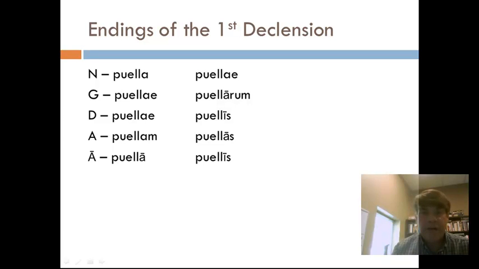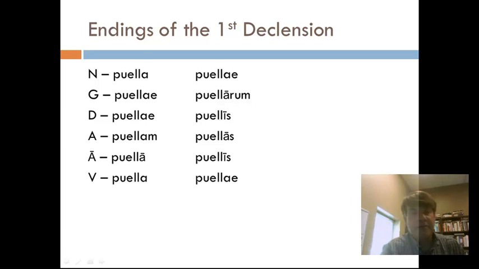The preposition a, from, and then puella in the ablative. Okay, vocative. If I want to address a girl, oh girl, where are you going? Then I would use puella. Or girls, where are you going? Then I would use puellae.